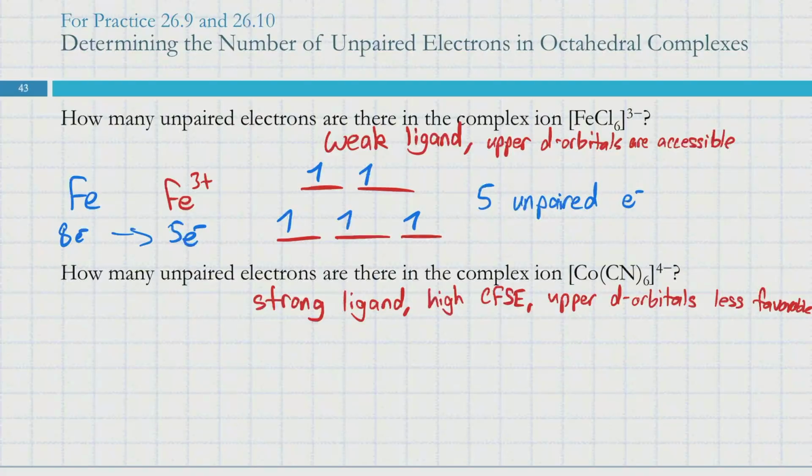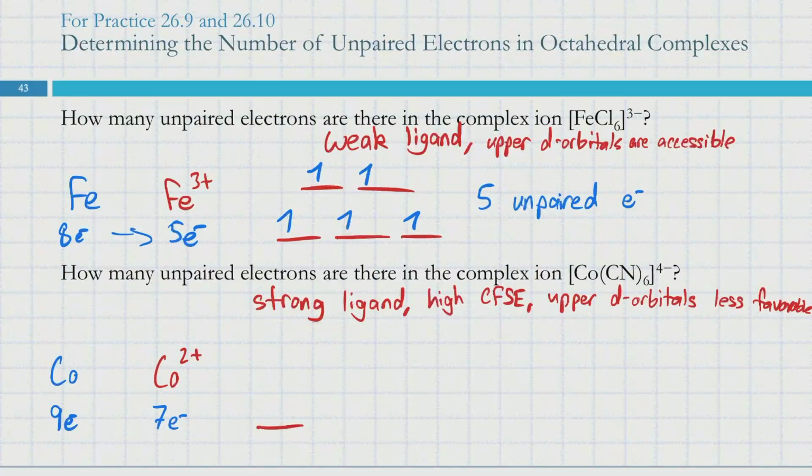Cobalt's in group 9. So normally cobalt has 9 electrons. The cyano groups are 1 negative. Add our cobalt to that and you've got a 4 negative. The difference here is 2, so cobalt is a 2 plus. So we've got cobalt 2 plus. That means that we've removed both of the s electrons. So we've got 7 electrons to place.